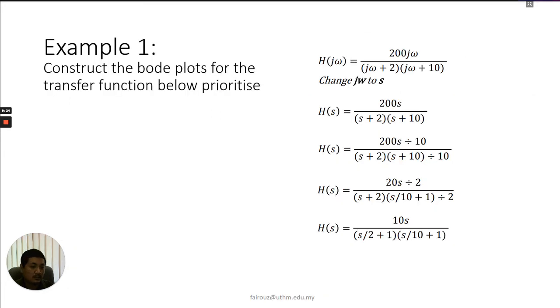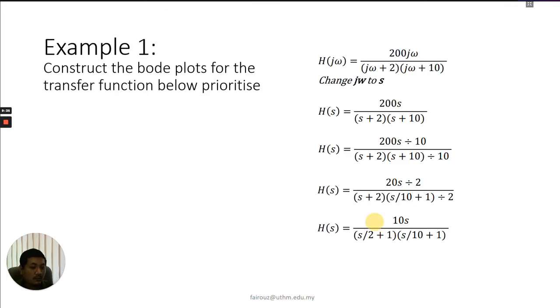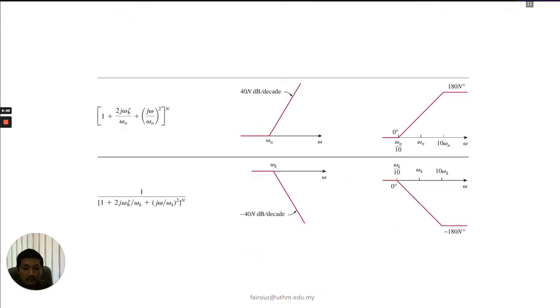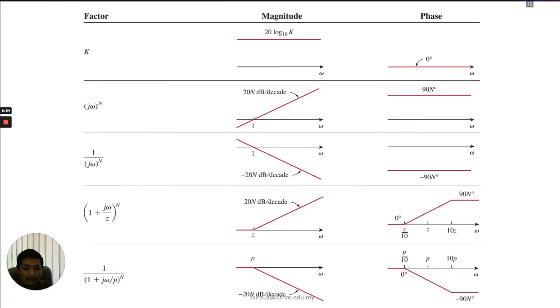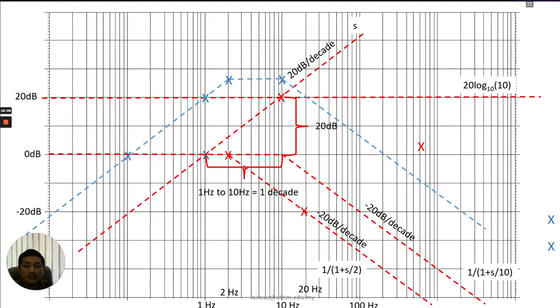The third factor is 1 over 1 plus s over 2. Take note here, we have 1 over 1 plus s over 2. It is a straight line until P and then goes down. So what is P? P is here, from s over P, or 2. So from 0, once the line reaches 2 Hertz, it goes down at 20 dB per decade.